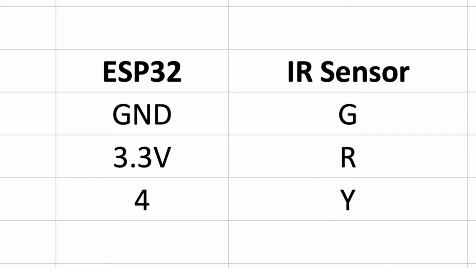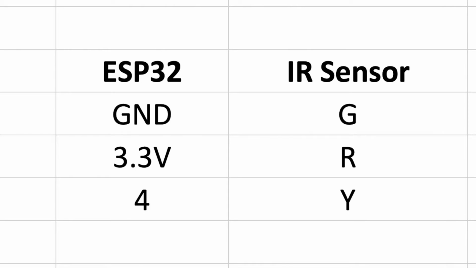The connection is very, very simple, as I said. There are three pins used on the sensor and the ESP32: the G to ground, 3.3 to the R, and I used pin 4 for the Y. Any of the pins that work with interrupts apparently work, but I used pin 4 on the ESP32. And it's really important that you use 3.3 volts because a 5 volt connection to this device could cause it to stop working properly.